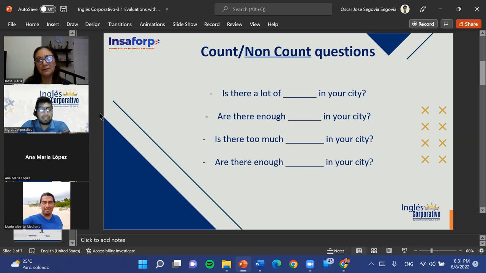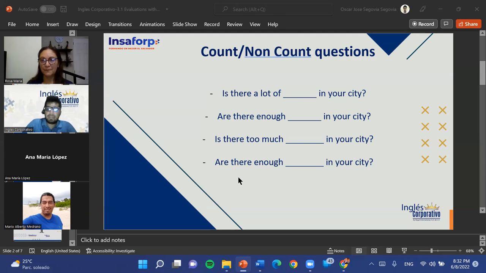Okay, are there enough, we can say movie theaters, or we can also say cinemas. Sí, porque ambas palabras se pueden utilizar para referirnos a eso. So we can say movie theaters, sí, cinemas. Okay. Are there enough cinemas in your city? No, there isn't.